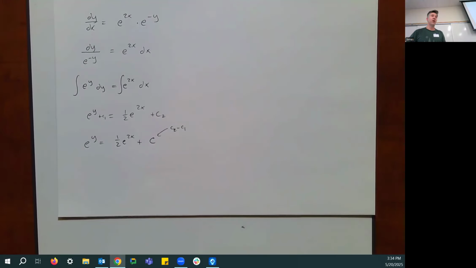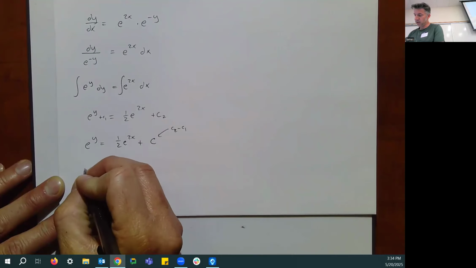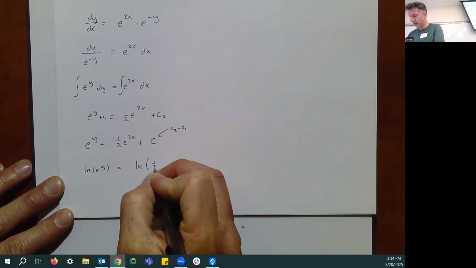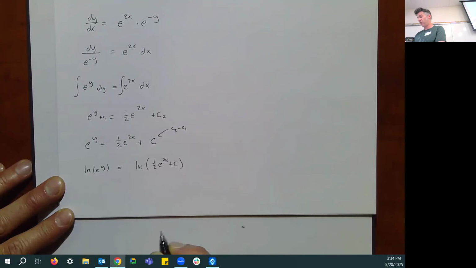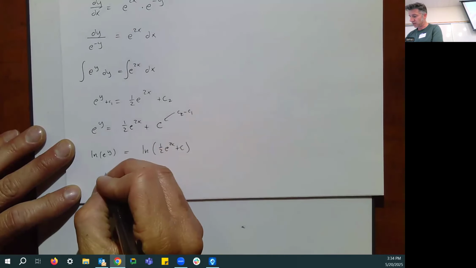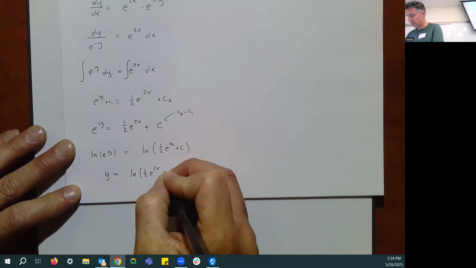And then we solve for y if we can. We can't always solve for y. Sometimes you get something really gross on one side, like if you had natural log of y plus y squared, there's no way you're solving for y there. But if you can solve for y, you should. So taking the natural log of both sides, we get natural log of e to the y equal to the natural log of 1/2 e to the 2x plus c. And unfortunately, there isn't anything else we can do with this. We're stuck with that. So our solution here is just y equals natural log of 1/2 e to the 2x plus c.